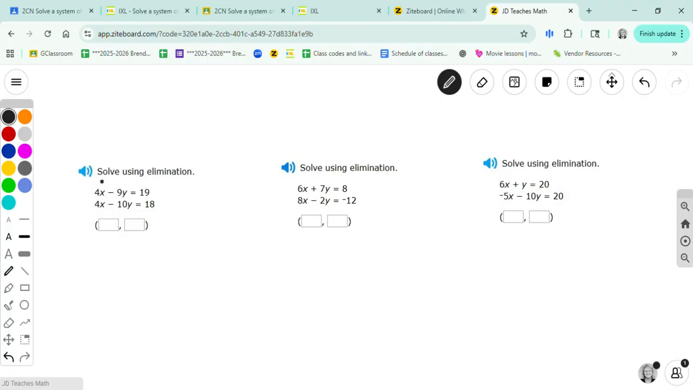Solve using elimination. Elimination means combining our two equations together to get rid of something, and then using what we have left to find our answer, to go back and solve our original one.